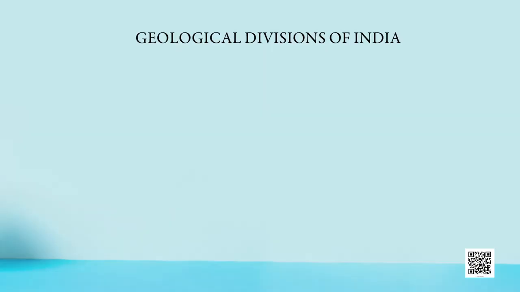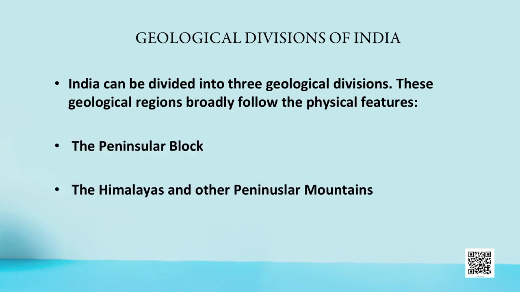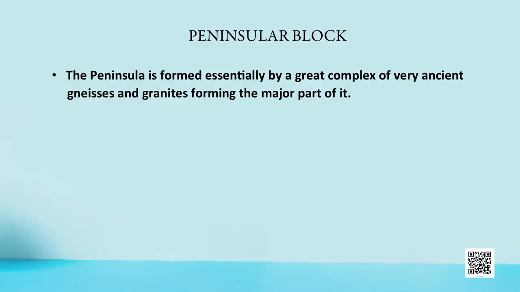So children, according to the formation, according to the geological divisions of India, India can be divided into three geological divisions: the Peninsular Block, the Himalayas and other peninsular mountains, and the Indo-Ganga-Brahmaputra plain. All these divisions are made up of different types of materials, namely the rocks, and they took different time to get formed. Let us talk about the Peninsular Block now.